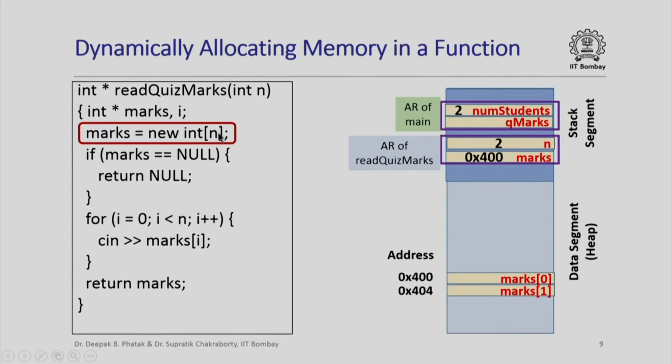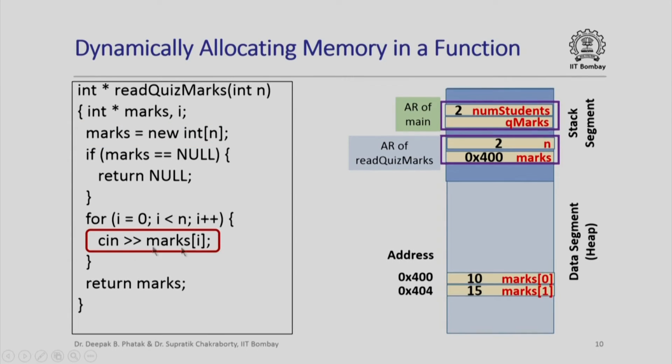Now when I execute this statement, I am dynamically allocating an array of size n, that is 2, and this array will be allocated in the data segment. We have seen this in the last lecture. These are the addresses of the first bytes of the set of 4 bytes that is allocated for storing each integer. So hex 400 to hex 403 stores the first element of the array, and hex 404 to hex 407 stores the second element of the array, and I copy the address of the first element in the array to marks as a result of executing this assignment.